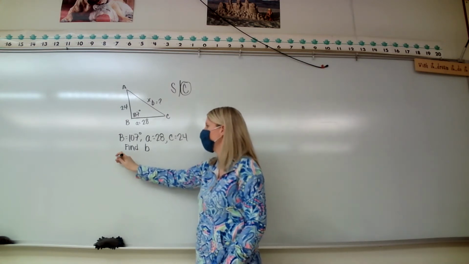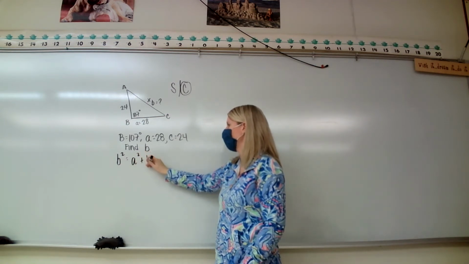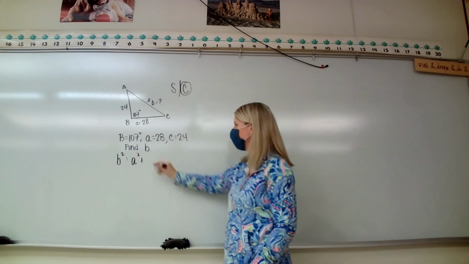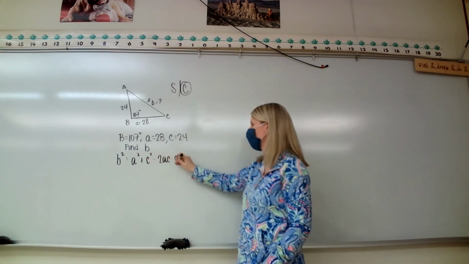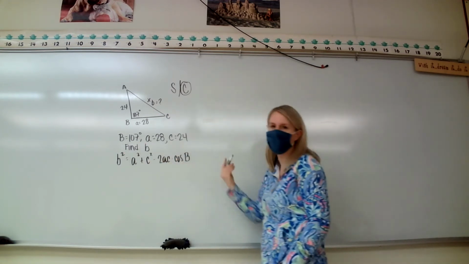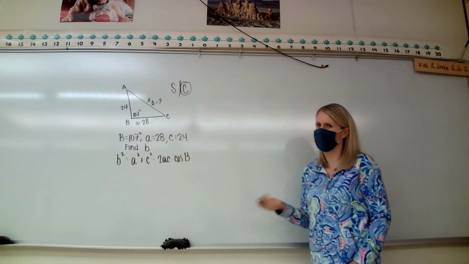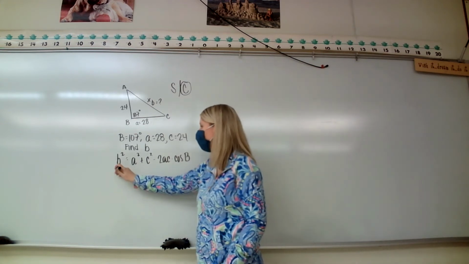Since I'm trying to find side B, I'll use the one that starts with B squared. And that one, oops, I'm writing the wrong thing. It's 2AC times cosine B. I also kind of have to choose this one because this is the only one that has angle B with it. And these are the ones I like because you kind of just plug in and then just use a calculator. You don't need to do any of the fancy rearranging like some of the other ones.